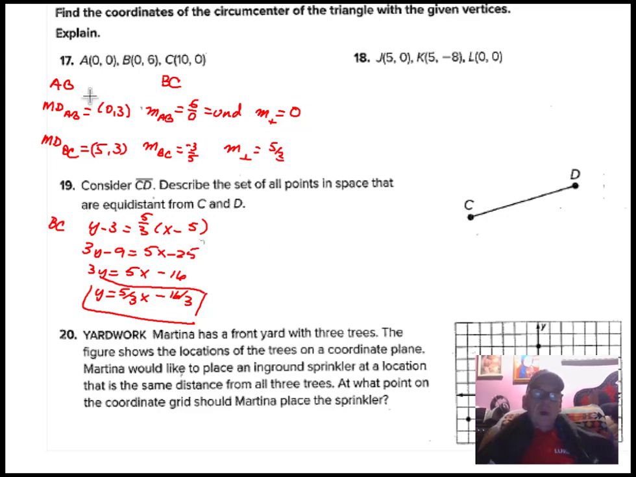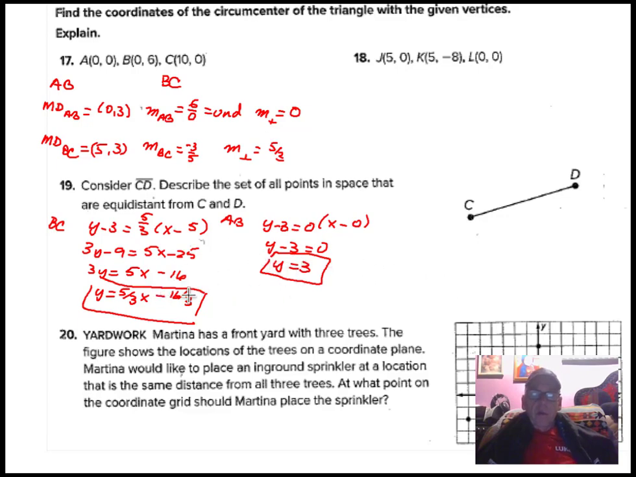Now we also want the perpendicular bisector of AB. So it's going to go through the point 0, 3 with a slope of 0. So you do point slope again. Now we're doing AB. So y minus 3 equals 0, x minus 0. So I did point slope for each of those. We get y minus 3 equals 0, y equals 3. So there's our perpendicular bisector of AB.